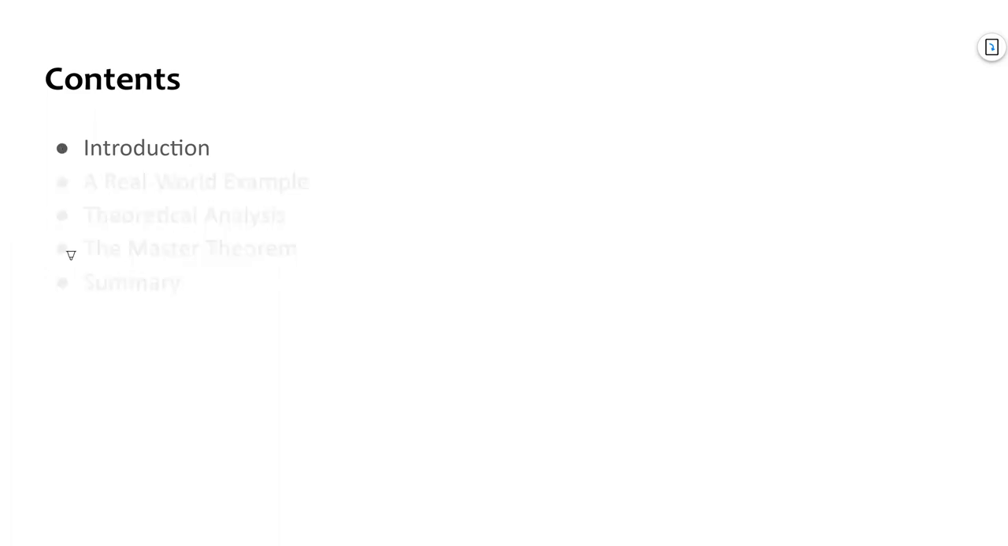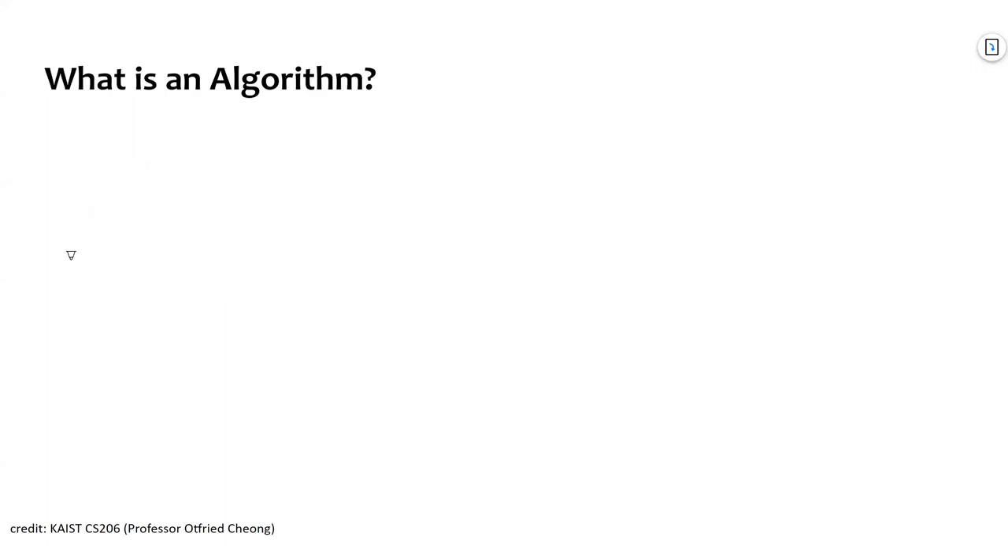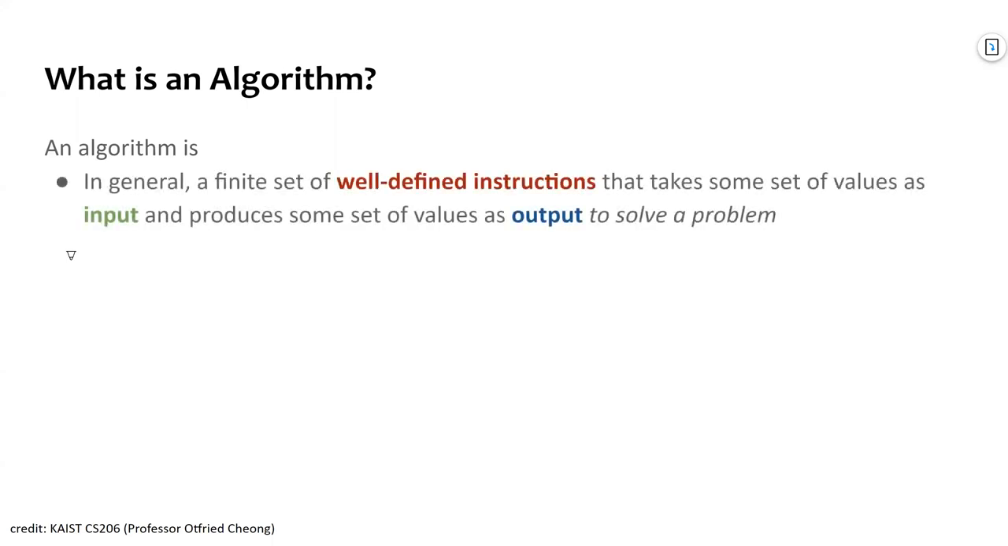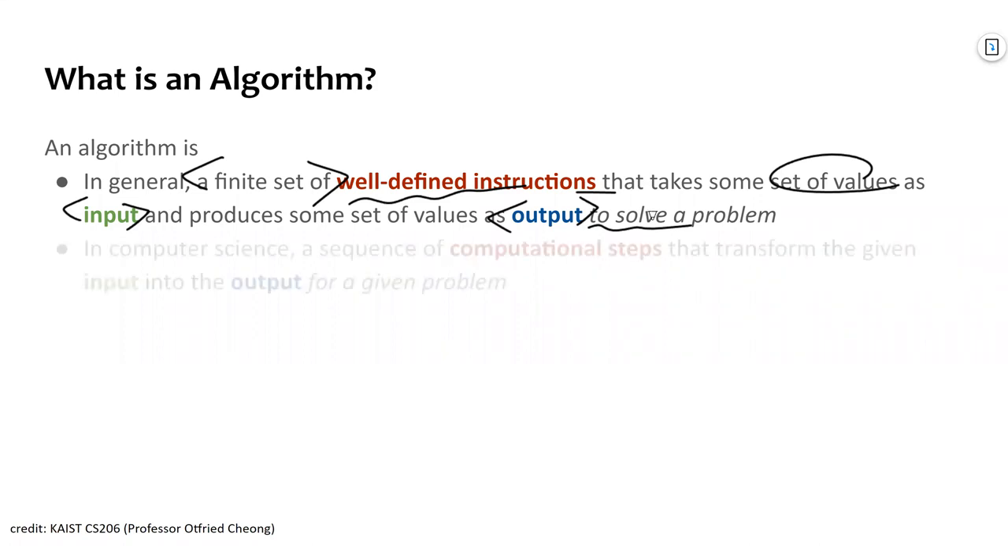All right, first, introduction. What is an algorithm? An algorithm is, in general, a finite set of well-defined instructions that take some set of values as input and produces some set of values as output. And why do we do this? To solve a problem. So an algorithm is to solve a problem, and it receives a set of values as input and then produces some outputs.